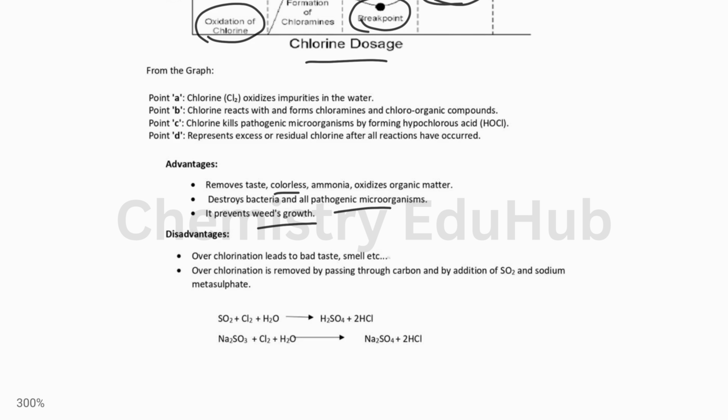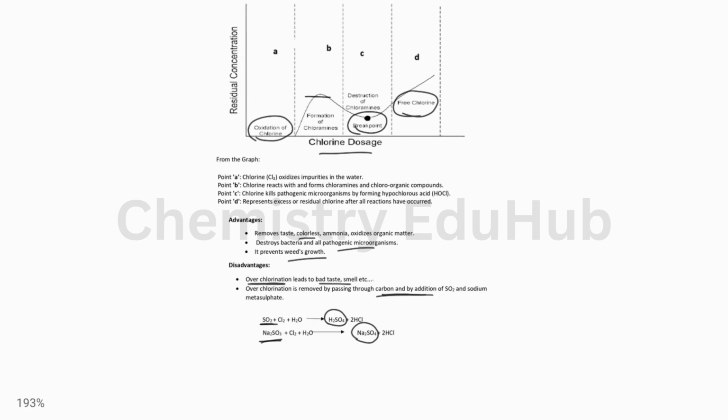And what are the disadvantages? If it is over-chlorinated, that can lead to bad taste and smell. Over-chlorination can be removed by passing the water through carbon, and also by the addition of sulfur dioxide and sodium metasulfite. If the water is accidentally over-chlorinated, it can be treated with sulfur dioxide and sodium metasulfite, and the products can be removed as precipitates or dissolved salts, and the water will be free from over-chlorination.